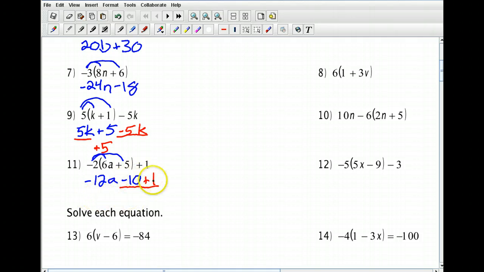You owe $10, pay back 1. What do you have? Negative 9. Still owe 9. Good. So we're getting really good at catching the negative in front of the numbers there. We don't want to keep making that mistake.